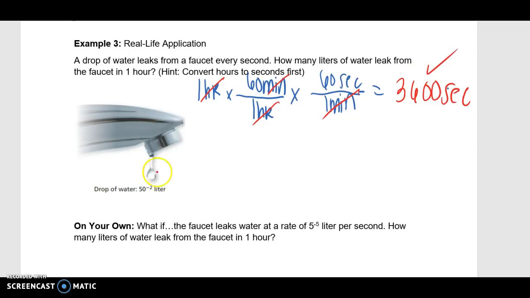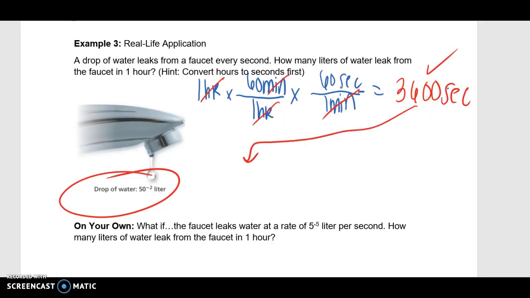You're trying to figure out how many liters of water leak from this faucet. So they tell you right here, what I just circled, how often it leaks. So I need to take my seconds, and I want to bring it down here. So I have 3,600 seconds, and I'm going to multiply that by how often it drops. So I have 50 to the negative 2.